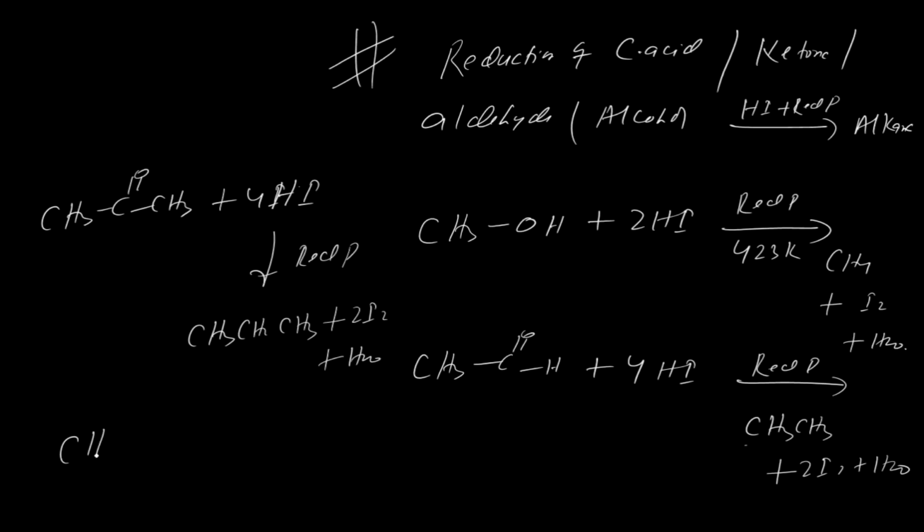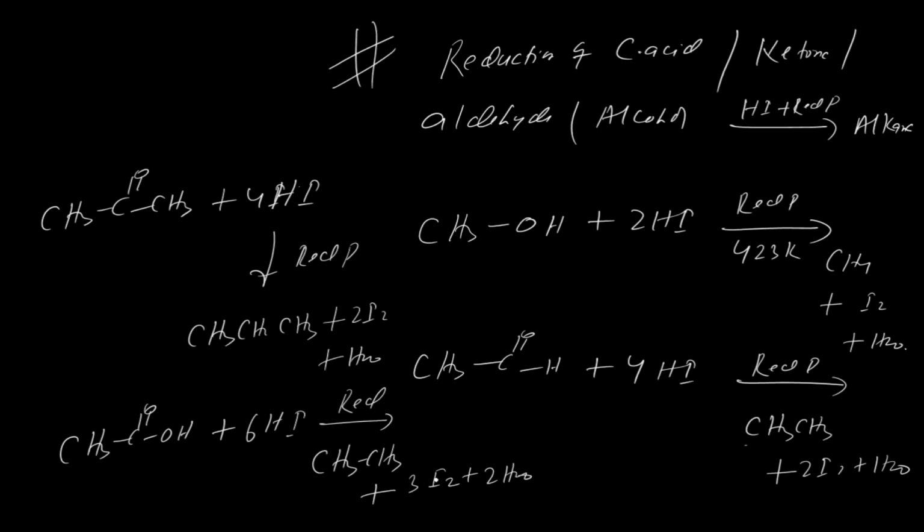Again, if you take acetic acid, CH3COOH, plus 4HI. HI and red phosphorus are a very powerful reducing agent, so it reduces everything into alkane: alcohol, aldehyde, ketone, carboxylic acid into alkane. So it will give you CH3CH3, that's ethane, and plus what? How many I2? You have to take 6HI, then it will give you 3I2 plus 2H2O. So these are the different types of reactions for the preparation of alkane.